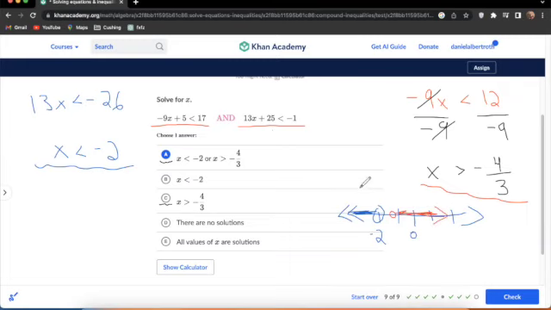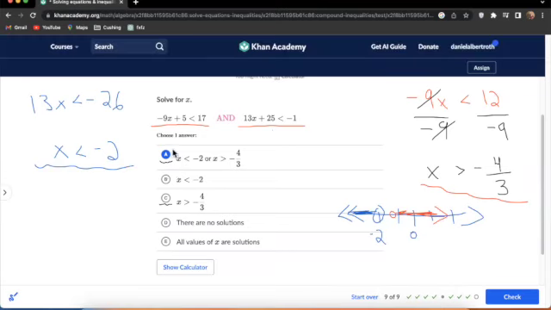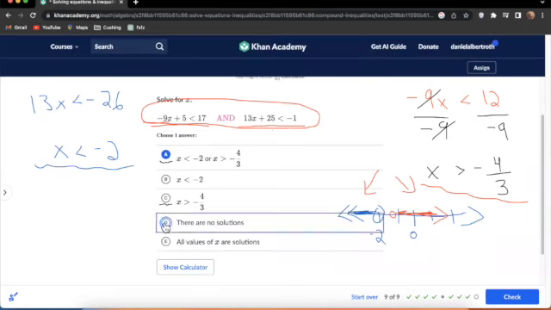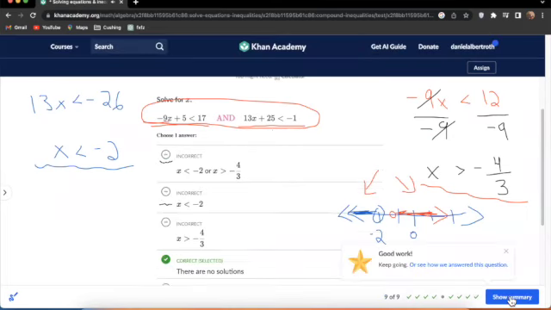So I need a number that is both in the blue and in the red. The problem is there are no numbers that are both in the blue and in the red. So even though A is right mathematically, there's actually no numbers that fit that criteria. Because in the question it says and. So we need a number that works for both. There are no numbers that are less than -2 and greater than -4/3. So I'm going to go with no solution here. No solution. Very nice.